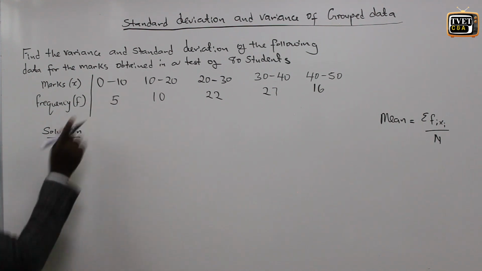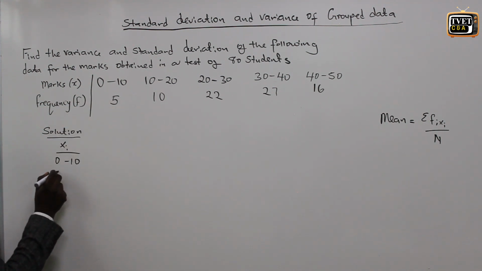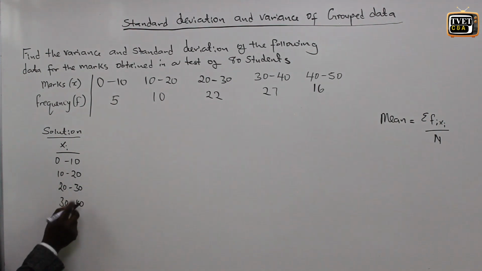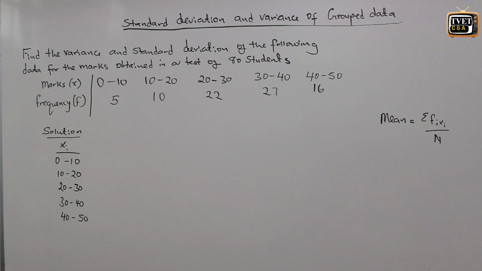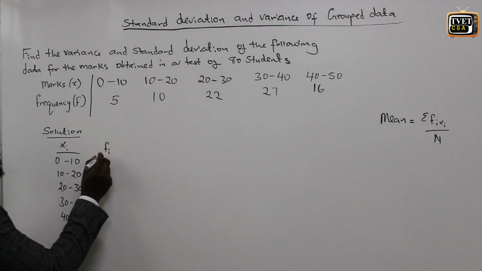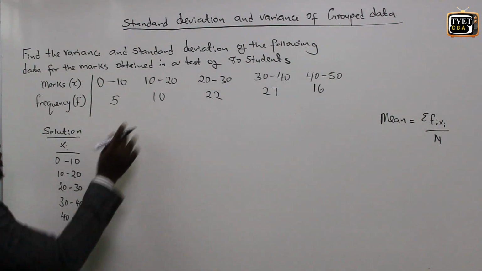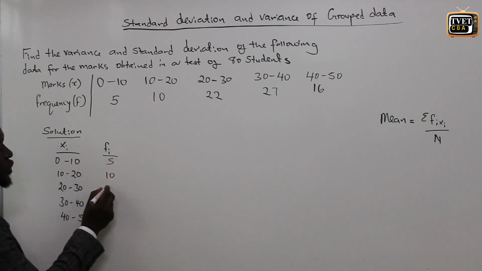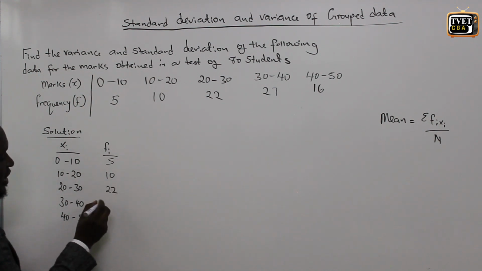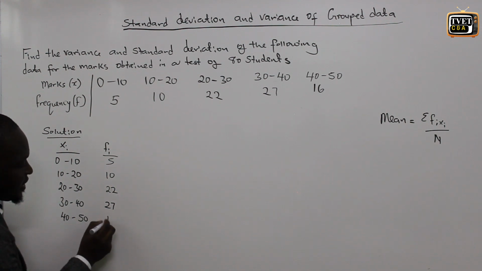The xi will have 0 to 10, 10 to 20, 20 to 30, 30 to 40, then 40 to 50. We also have something called the frequency. Our frequency, which is the fi. Here the f, we have 5, we have 10, we have 22, we have 27. And finally, we have 16.